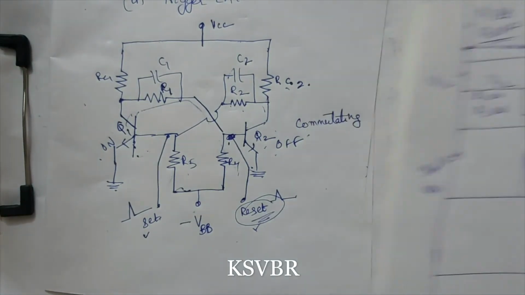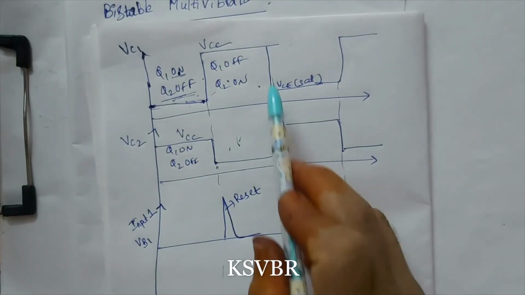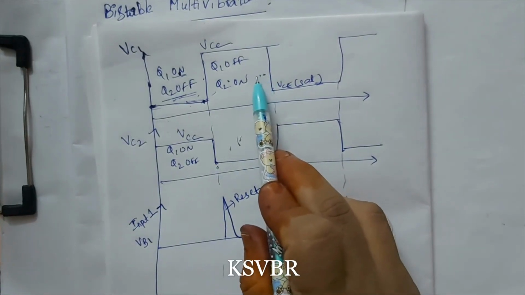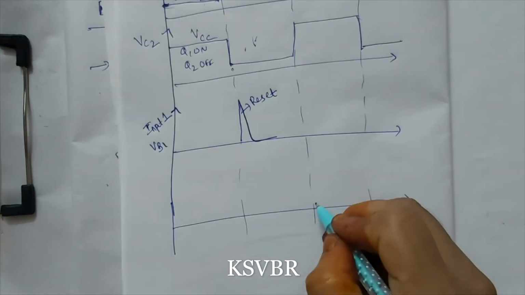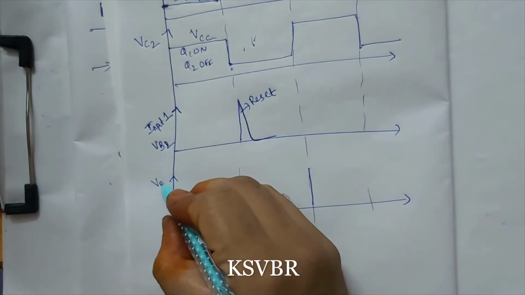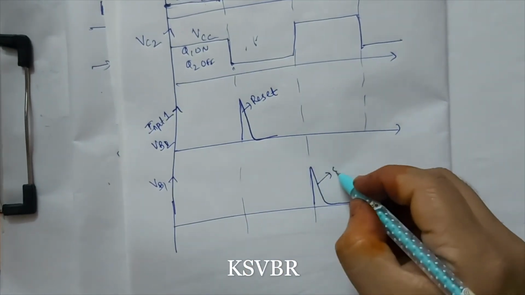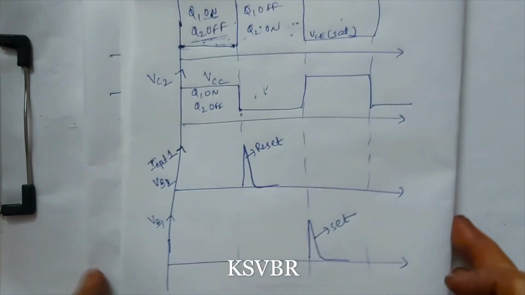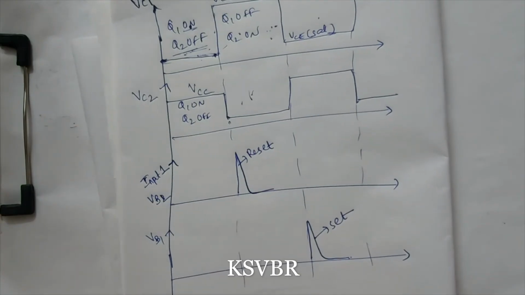And here the state changes from stable state 2 to stable state 1. So here comes your VB2 and this will be VB1. This will be our set pulse. So these are the waveforms of your bistable multi-vibrator.